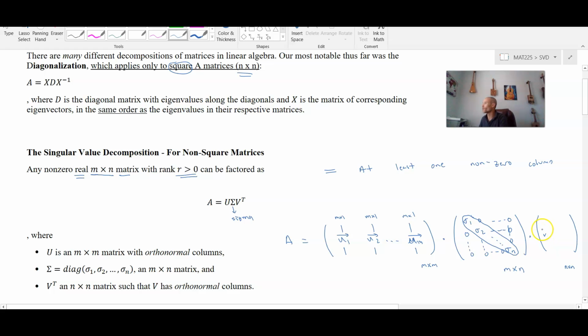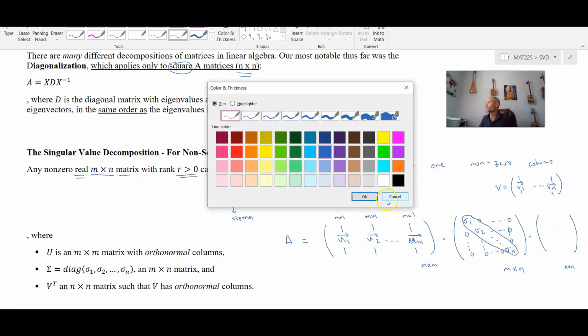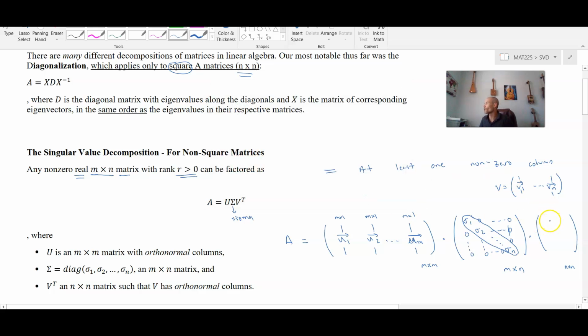This will be the transpose of V. So V, we could write as having the columns V1 through Vn. And when you transpose that, the columns will become rows. Therefore, this first row will be V1 transpose, and all the way down to Vn transpose. And that will be an N by N matrix.